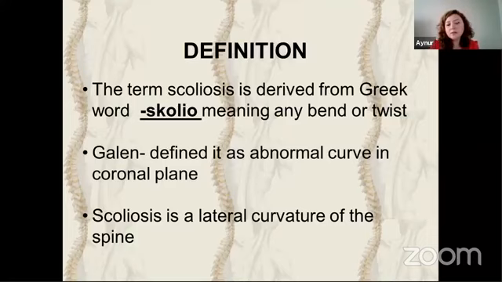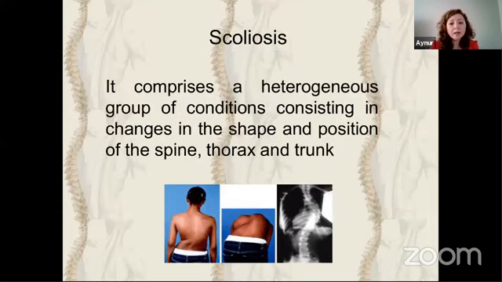The term scoliosis is derived from the Greek word scolio, meaning any bend or twist. Galen, who is a Greek physician, writer, and philosopher from Bergamo, Turkey, defined it as an abnormal curve in the coronal plane. So we can say scoliosis is a lateral curvature of the spine. It comprises a heterogeneous group of conditions consisting of changes in the shape and position of the spine, thorax, and trunk.